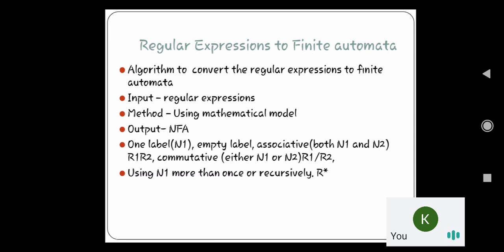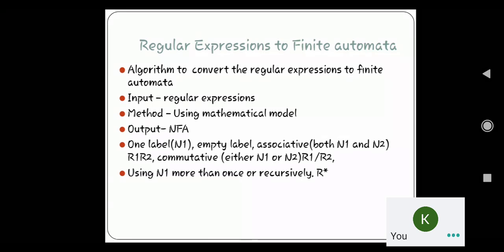And then the third one, here we are using some mathematical model. In the third example, we are using the mathematical model named associative. The general form for this third example is r1 into r2. In this r1 into r2, we are using two NFAs, N1 and N2. So this is very, very important here. We are using two NFAs.